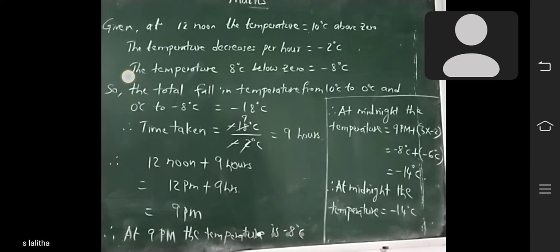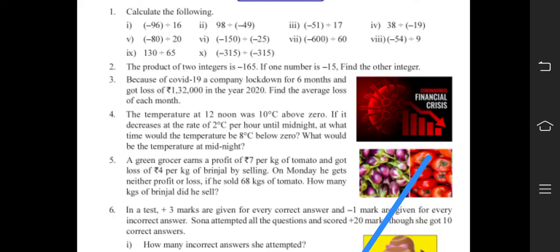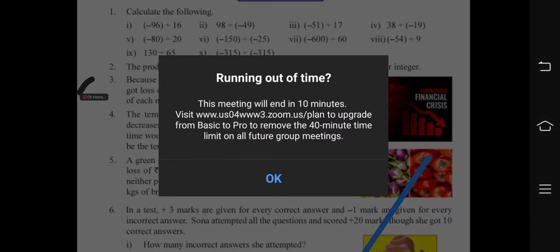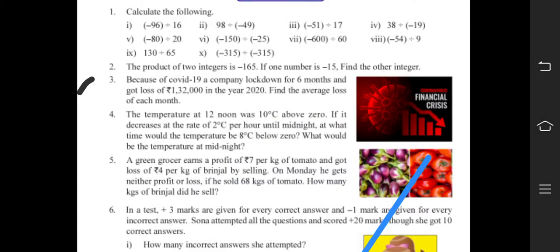A green grocer earned a profit of rupees 7 per kg of tomato and got a loss of rupees 4 per kg of brinjal by selling on Monday. He gets neither profit nor loss. If he sold 68 kgs of tomato, how many kgs of brinjal did he sell? You have to find it.